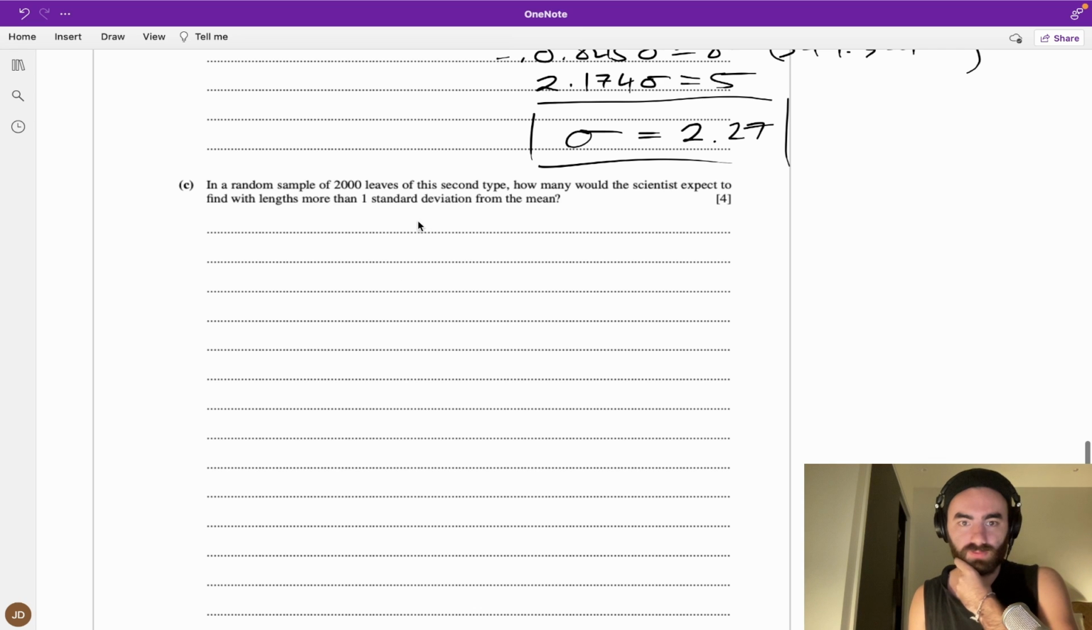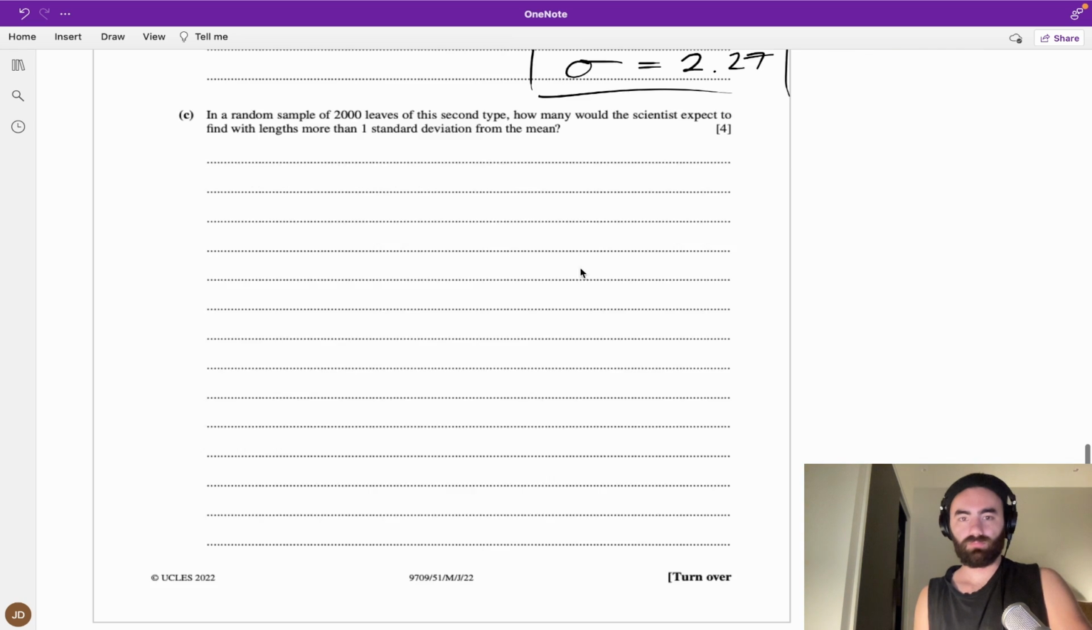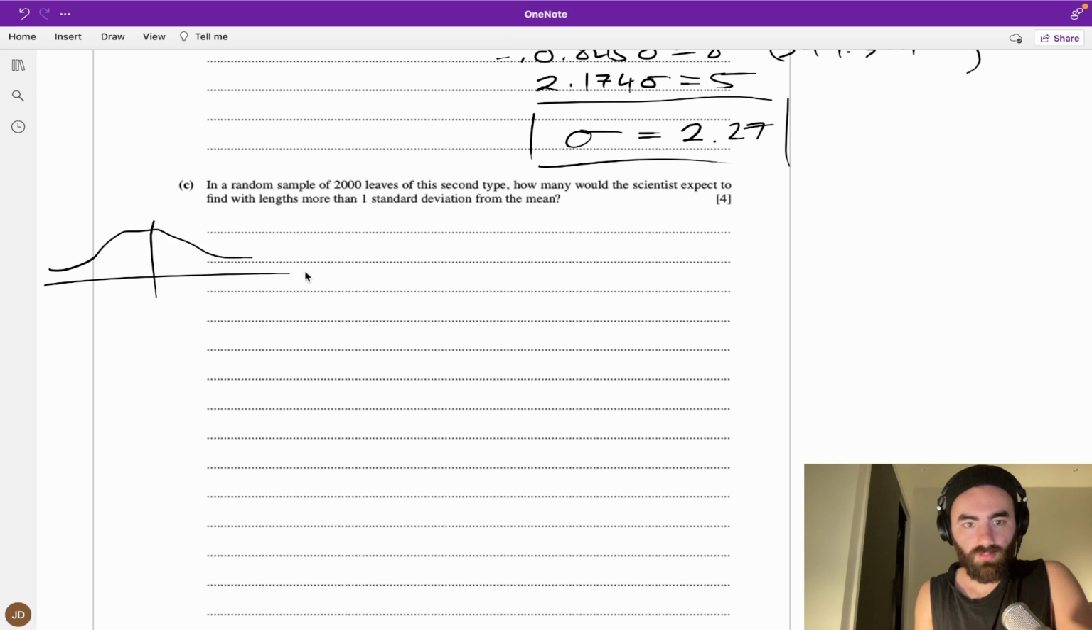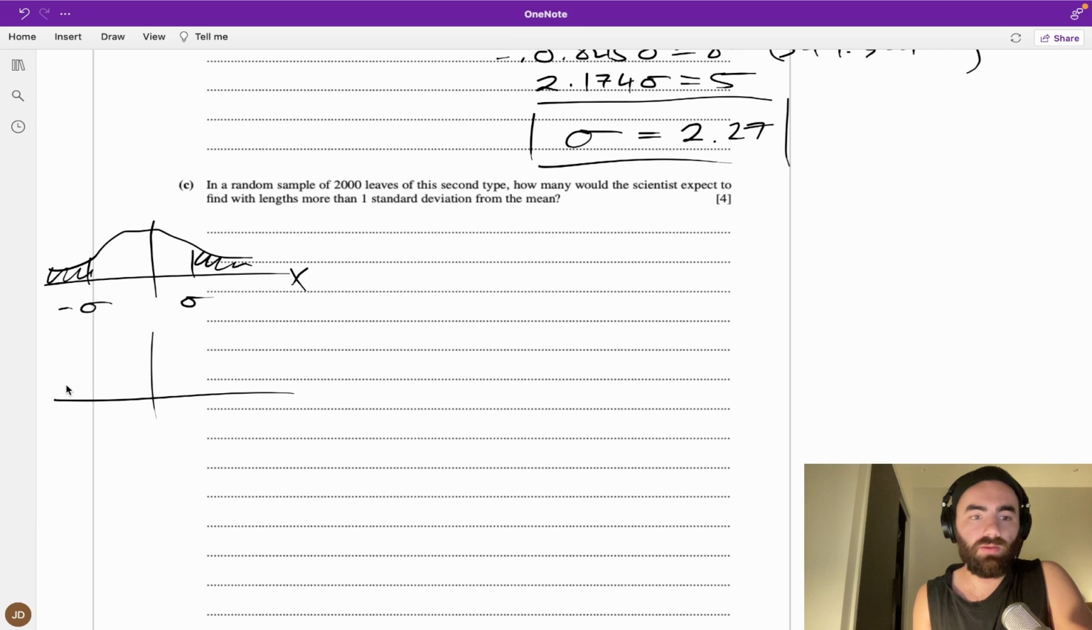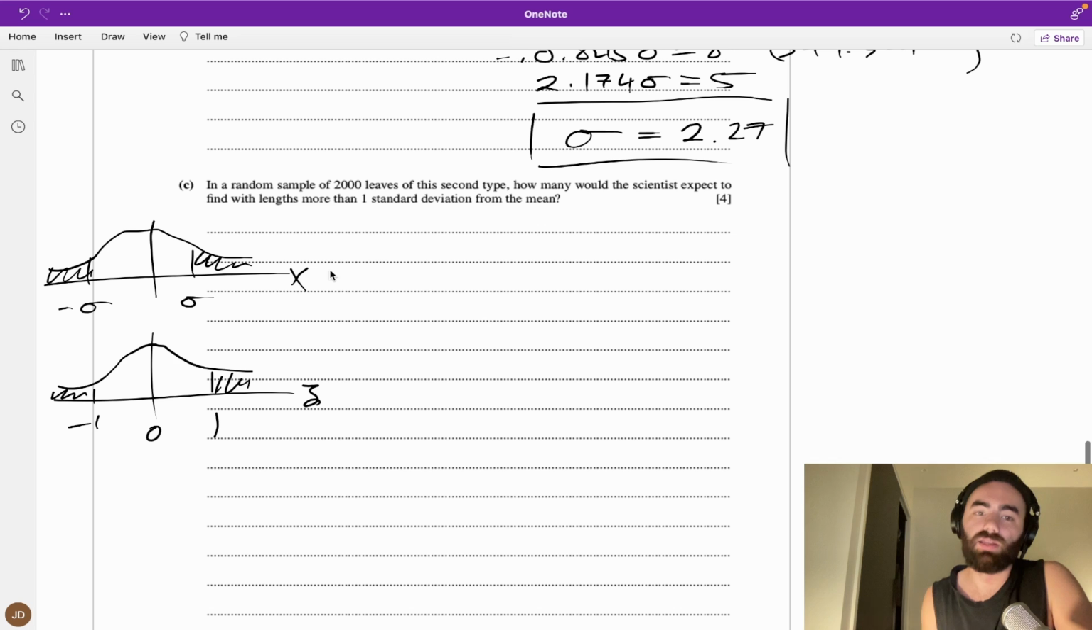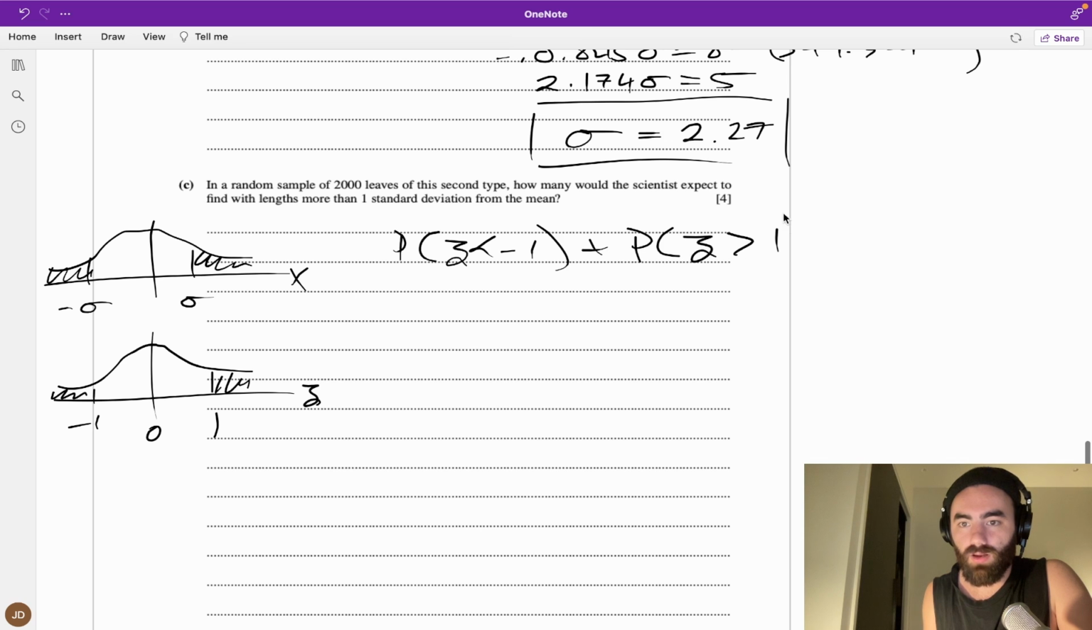Okay, in a random sample of 2,000 leaves of the second type, how many would the scientists expect to find with length of more than 1 standard deviation? Well, we're wondering what this area equals, these two areas together. In the standardized form, z equal to 1 is 1 standard deviation from the mean. So the probability to expect it to be more than 1 standard deviation from the mean for these leaves is the probability that z is less than -1 plus the probability that z is greater than 1. And this is the same as the probability that z is greater than 1, due to the symmetry of the curve.